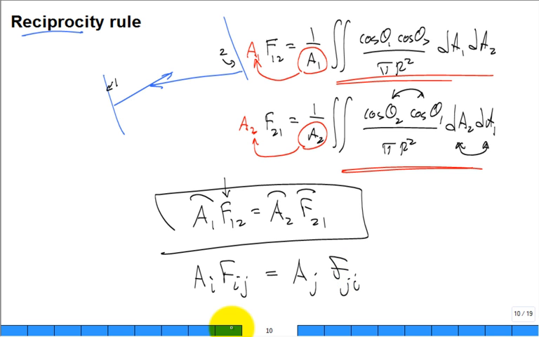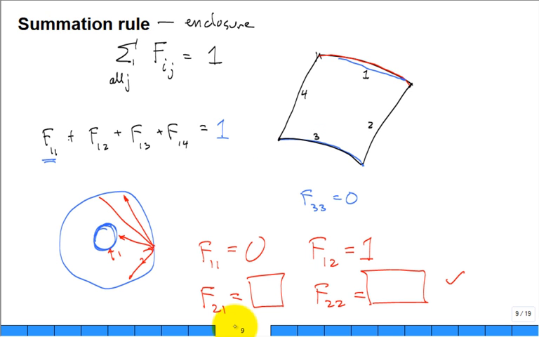Now you can go back to this other problem that we were just looking at, can't you? You can use the reciprocity rule to figure out these other two. Let's do it. Let's say this 2 to 1 right here. So we're going to say the area 1 times the view factor 1 to 2 is equal to area 2 times the view factor 2 back to 1.